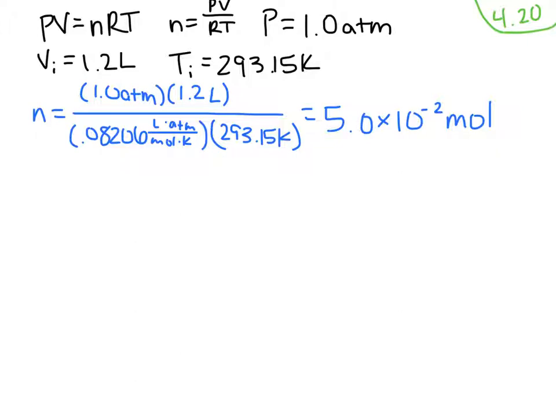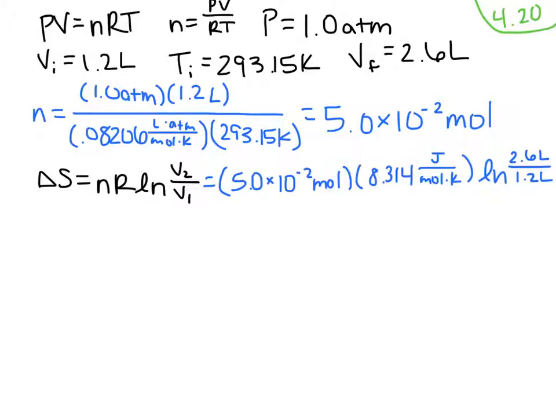The key to solving this problem is to split it into two steps. The first step is to calculate delta S for an isothermal expansion from 1.2 to 2.6 liters at constant volume and pressure. For this, we use the expression delta S is equal to nR times the natural log of V2 over V1. When we plug in our values, we end up with a delta S for this part of the problem of 0.32 joules per Kelvin.